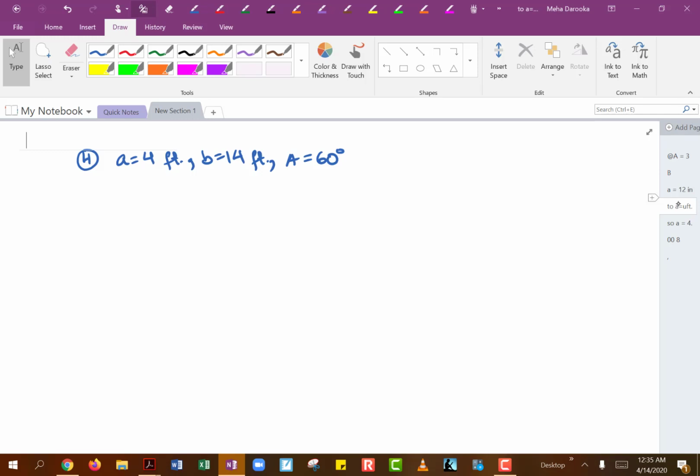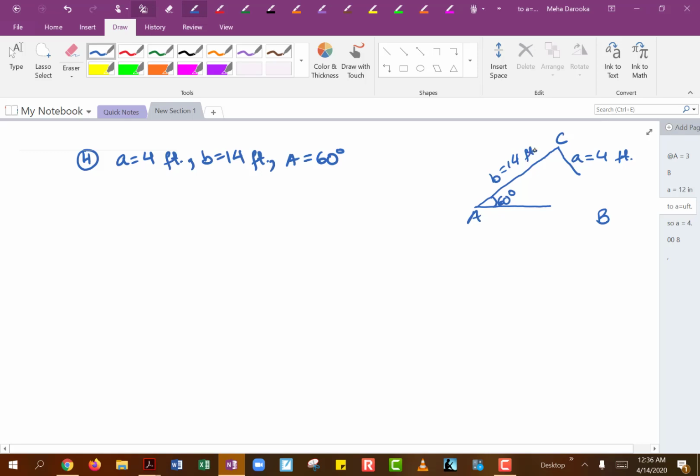Okay, so if we try to draw a triangle from the information that's given to us, let's say this is angle A, angle B, angle C. They're telling us angle A is 60 degrees. Side A is actually going to be shorter than that, only 4 feet. And side B is 14 feet.